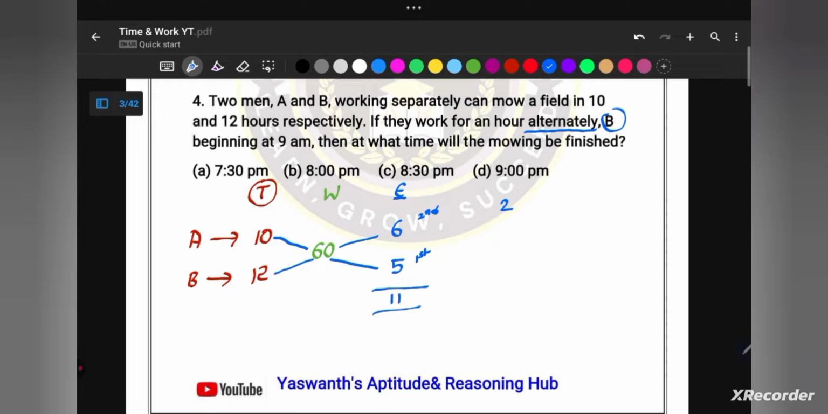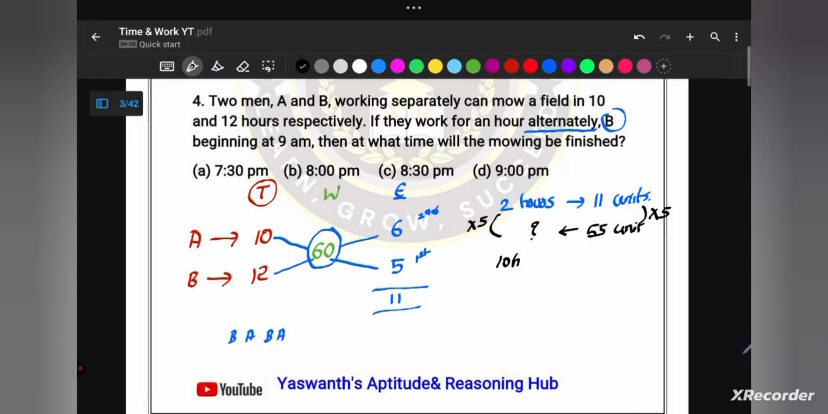So starting with B, next A, next B again, like that it will be repeating. So for 2 hours, it is not days, it is hours, how much of the work is done? 11 units of the work is done. But our task is to complete the 60 units. So I will be taking the multiple of 11 nearest to 60, which is 55 units. How much time is taken for 55? Simply it is into 5, right? So into 5, it will be 10 hours. So after 10 hours, 55 units is done.